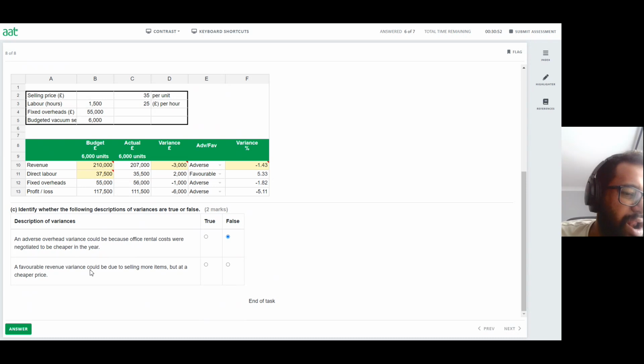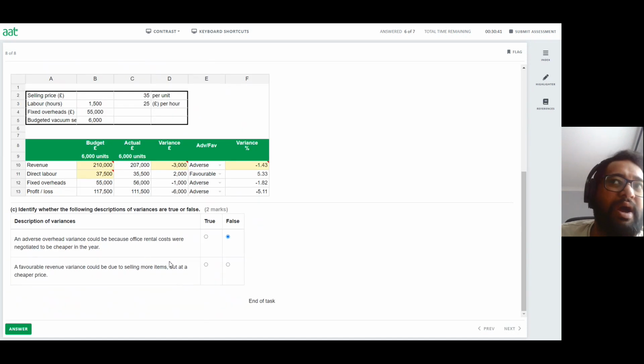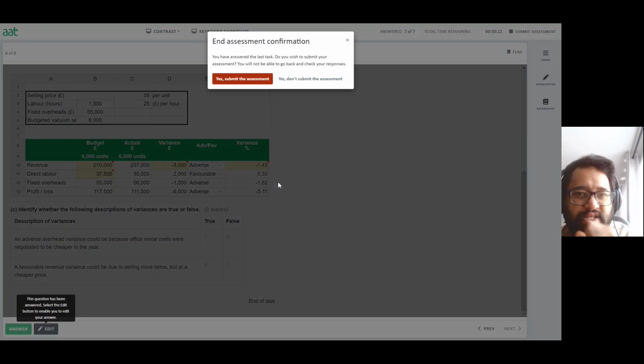Next one, a favorable revenue variance could be due to selling more items, but at a cheaper price. Could be, yeah, because the favorable variance could be because we have sold more items, but at a cheaper price. That could be because I may sell more items, still make good money on the revenue side of it, but I slightly reduce the price. Could be happening, so that could be the reason there. So it's true. Let's answer that.